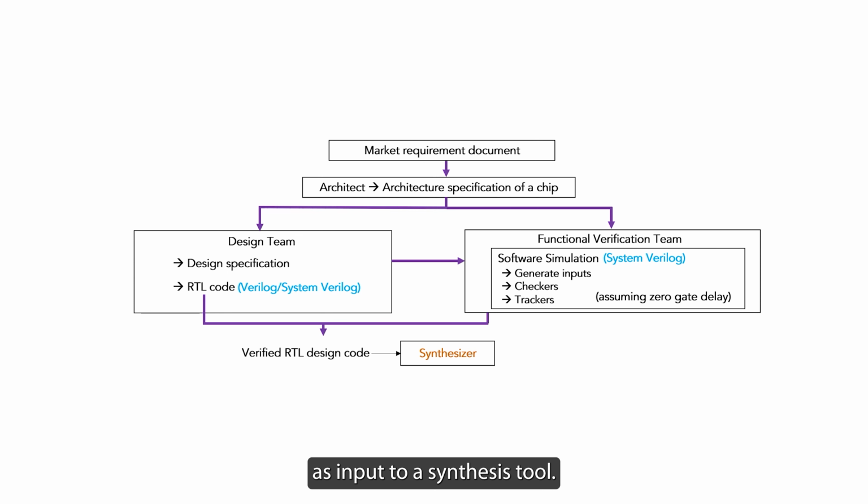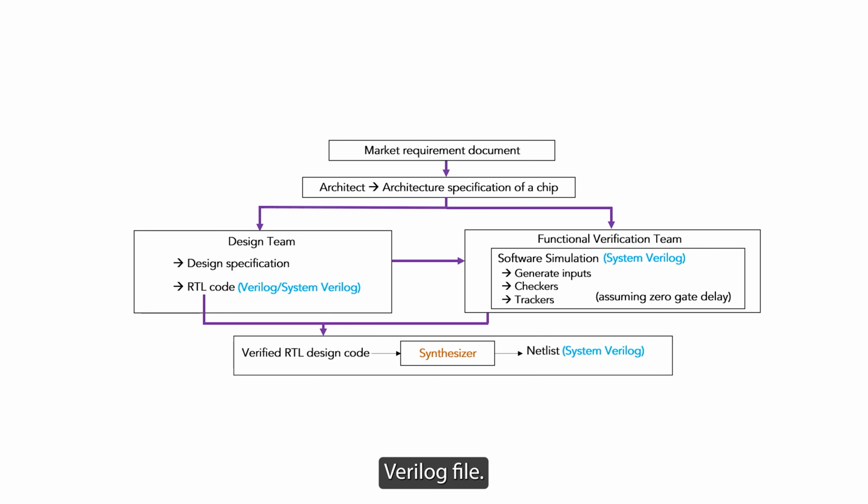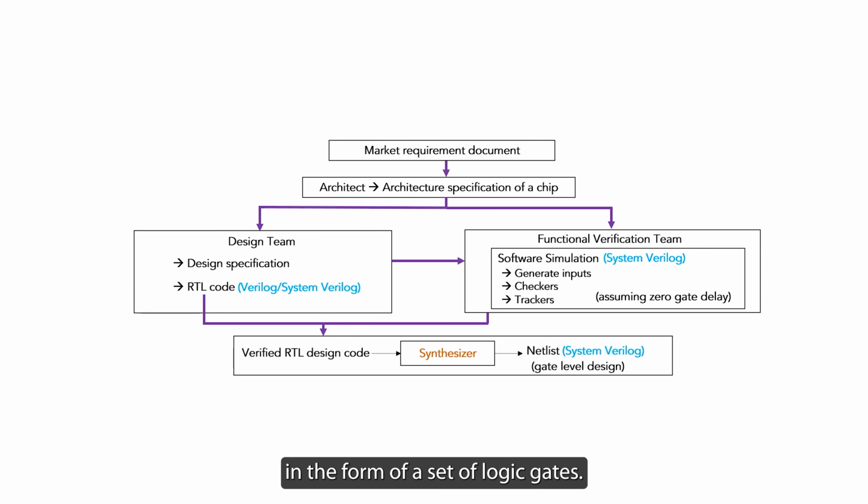Once the design team is ready to release their RTL code, the code is provided as input to a synthesis tool. This tool takes the RTL code and implements it in logic gates. The output of the synthesis process is called netlist. Netlist is also a System Verilog file. It is a gate-level implementation of the design, and it contains the functionality of the chip in the form of a set of logic gates.